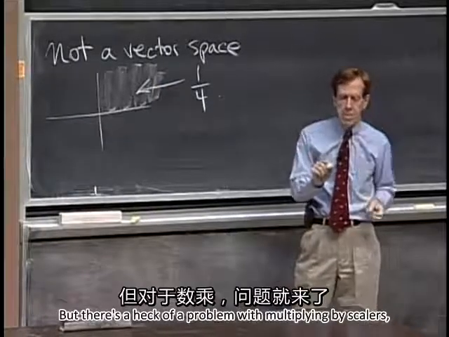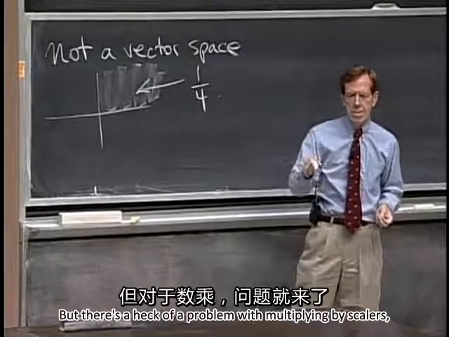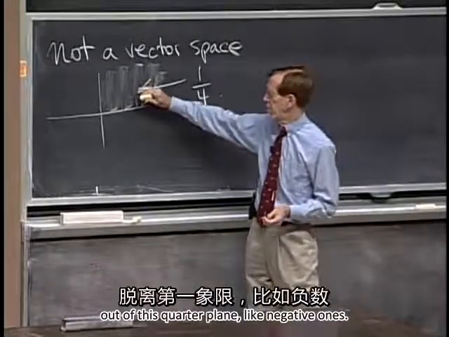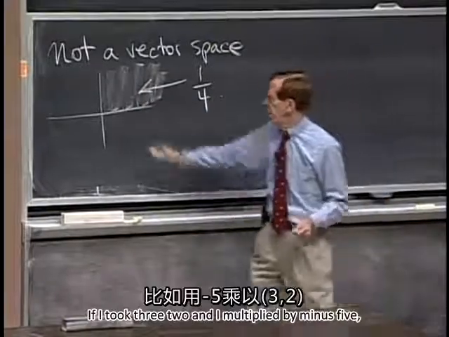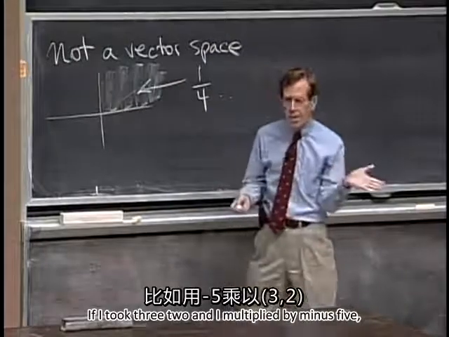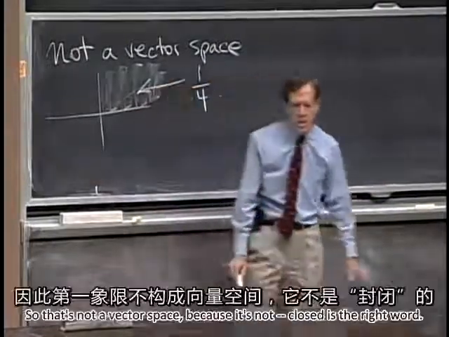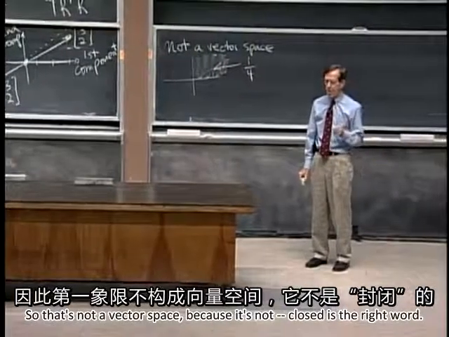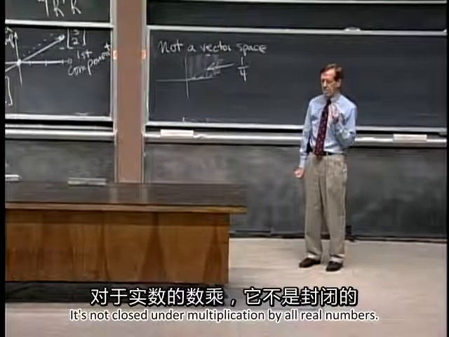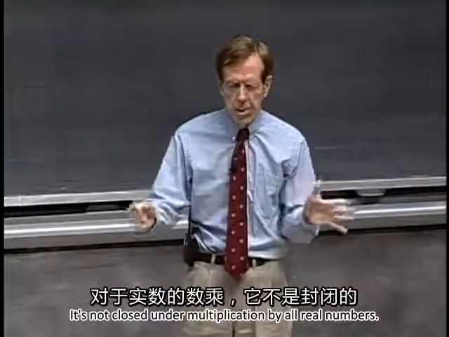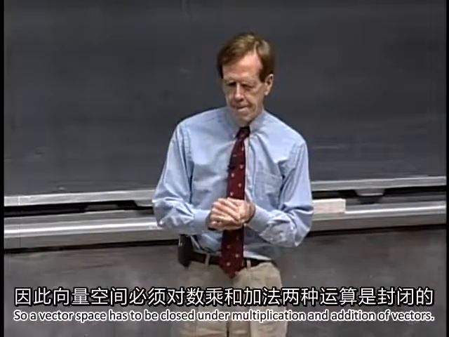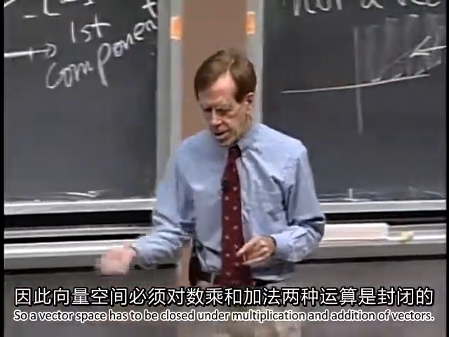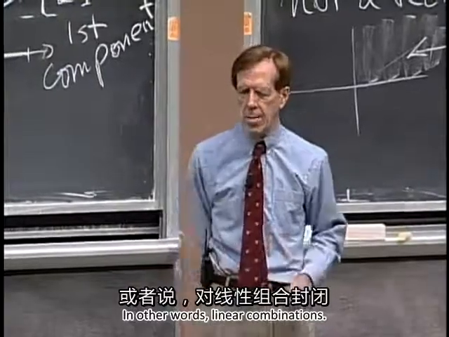But there's a heck of a problem with multiplying by scalars, because there's a lot of scalars that will take me out of this quarter plane, like negative ones. If I took 3, 2 and I multiplied by -5, I'm way down here. So that's not a vector space because it's not closed, which is the right word. It's not closed under multiplication by all real numbers. So a vector space has to be closed under multiplication and addition of vectors, in other words, linear combinations.